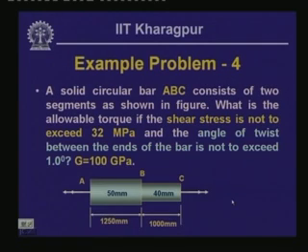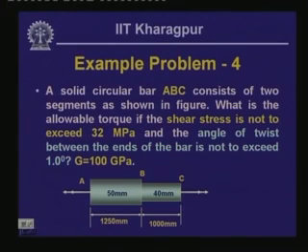Now, we have another example for you, which is a solid circular bar ABC consisting of 2 segments as shown over here in the figure. What is the allowable torque in the entire shaft if the shear stress is not to exceed 32 MPa and the angle of twist between the ends of the bar is not to exceed 1 degree? Here 2 criteria are set: the stress cannot exceed 32 MPa and the total angle of twist cannot go beyond 1 degree.